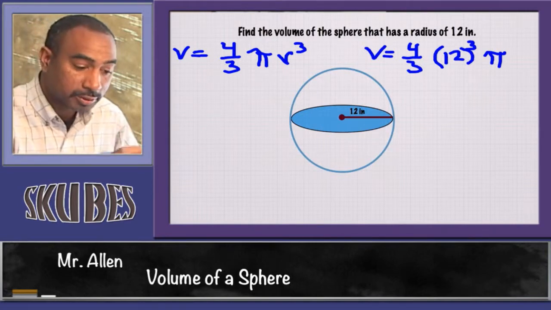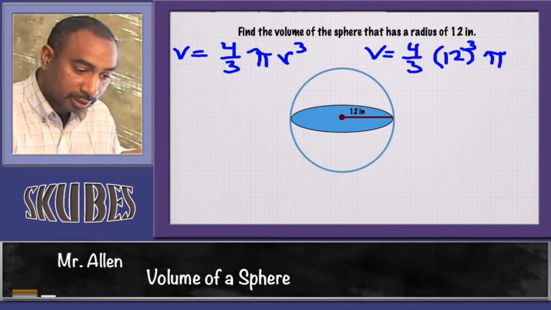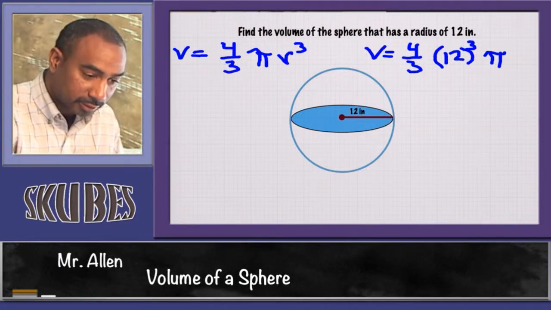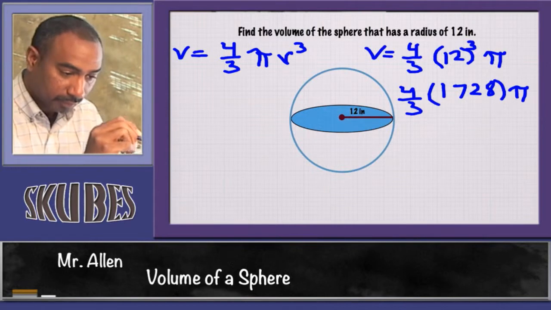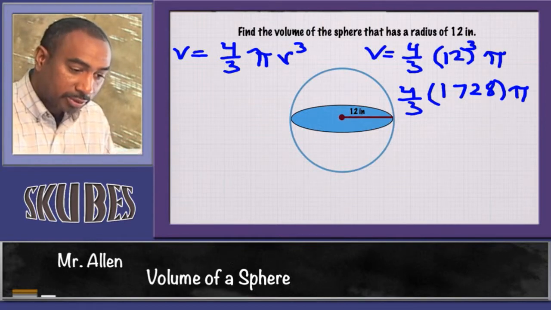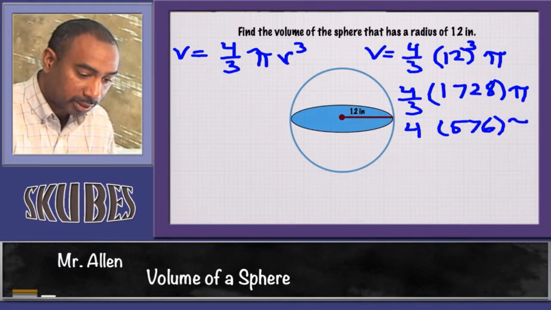You know 12 times 12 is 144. And 12 times 144 is 1728. And you're multiplying this by 4/3 times pi. If you divide 3 into 1728, you're going to get 4 times 576 times pi.